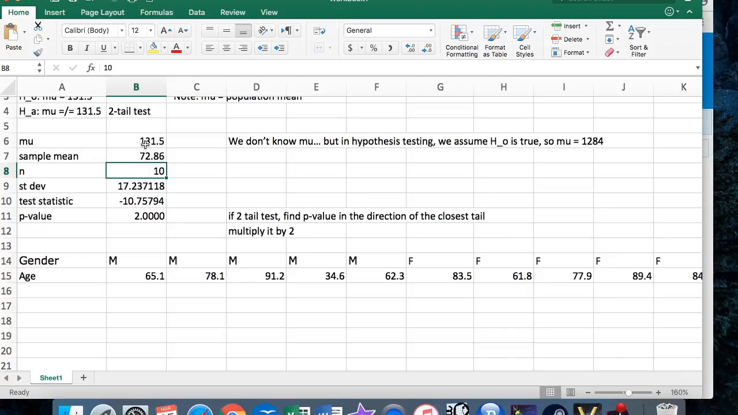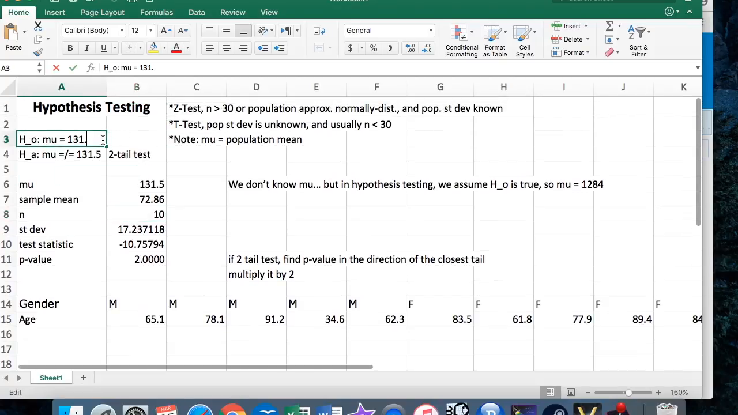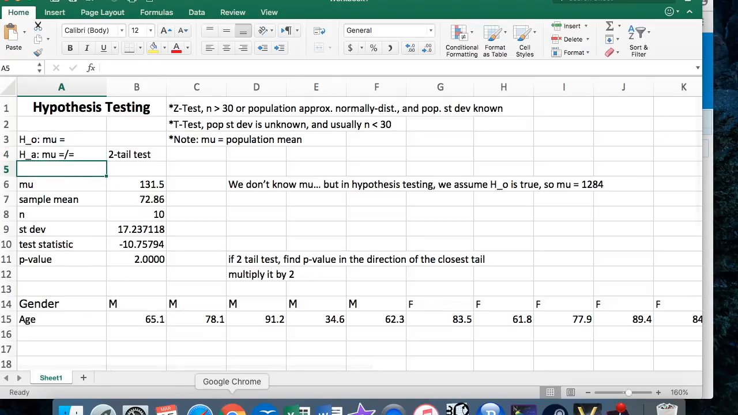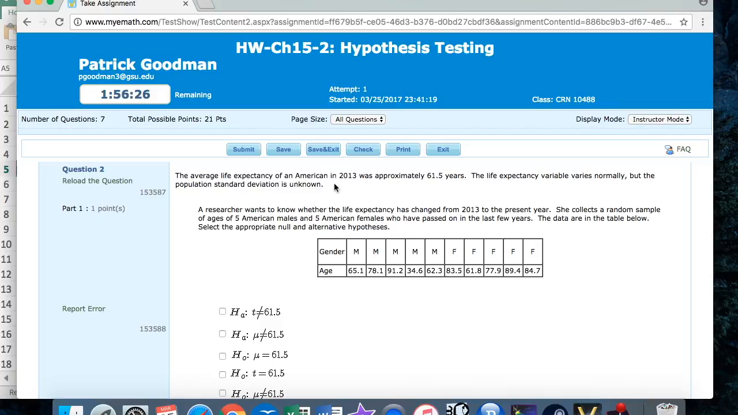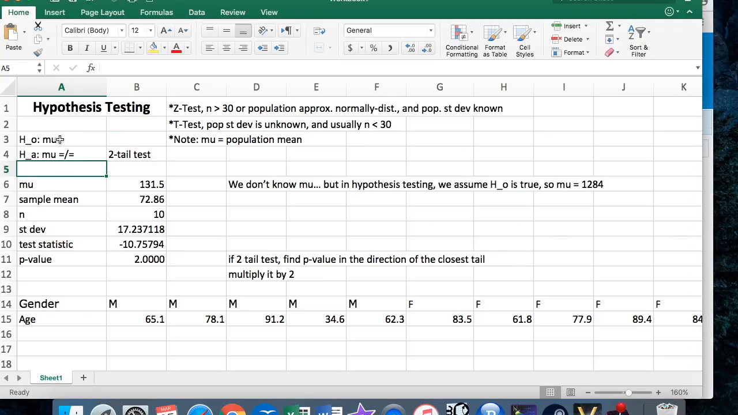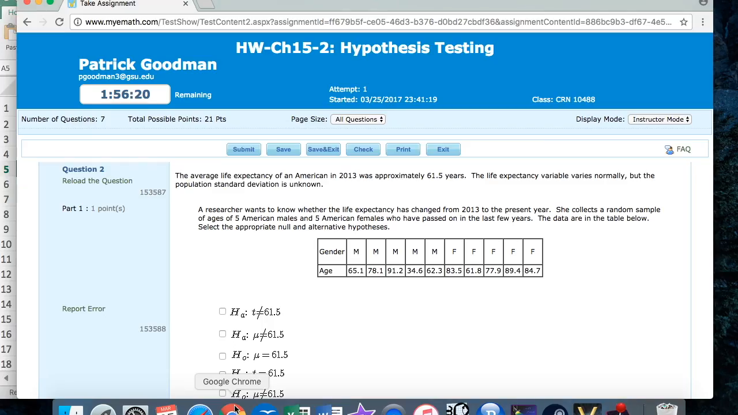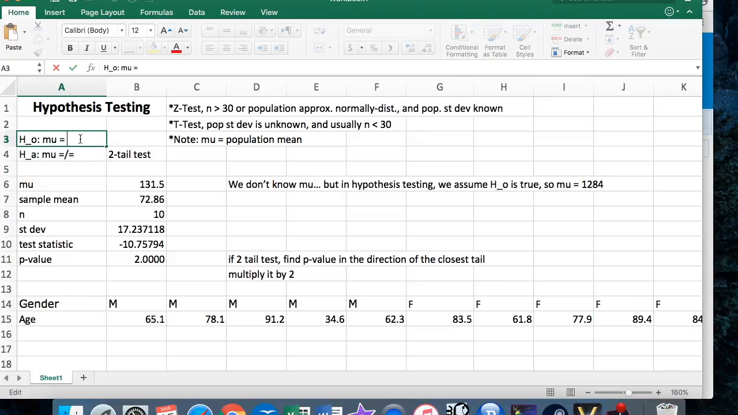My N is 10. Now my mean has changed, right? So we have to figure out what life expectancy we are dealing with. And in fact, what's our null hypothesis and our alternate hypothesis? Well, first things first, remember the mu for the null hypothesis is always equals. So here it says approximately 61.5 years. That's the average life expectancy in 2013, so our mu is equal to 61.5.